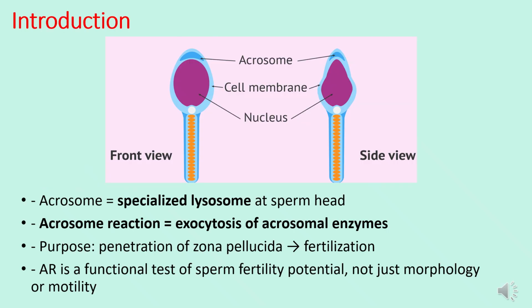The acrosome is a specialized lysosome that is present at the anterior part of the sperm head. The acrosome reaction refers to the process of exocytosis of enzymes from this acrosome. The purpose of the acrosome reaction is to allow the sperm to penetrate the zona pellucida of the oocyte, which is an essential step for fertilization. Therefore, assessment of the acrosome reaction is not just about looking at sperm structure or motility, but it is actually a functional test that helps us determine the fertilizing potential of the sperm.